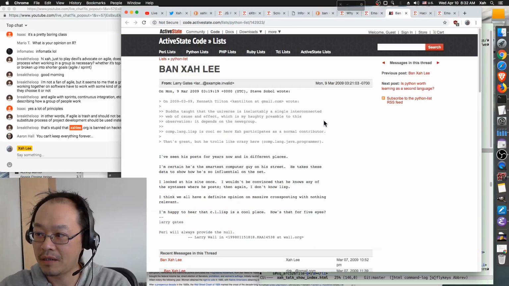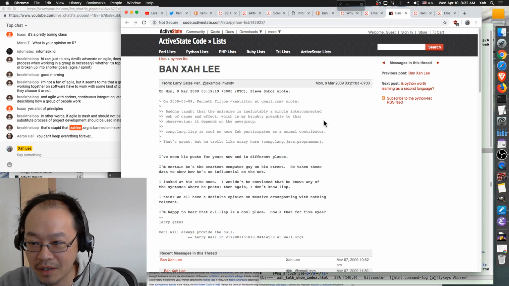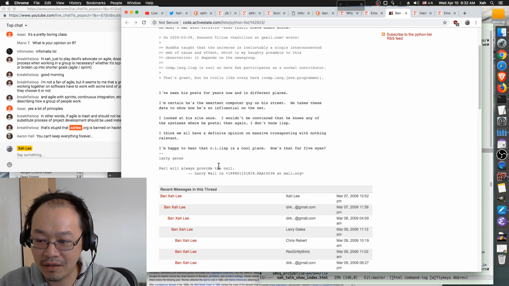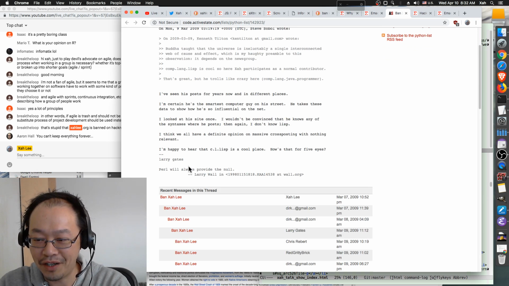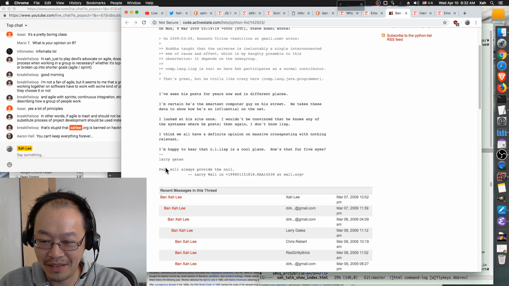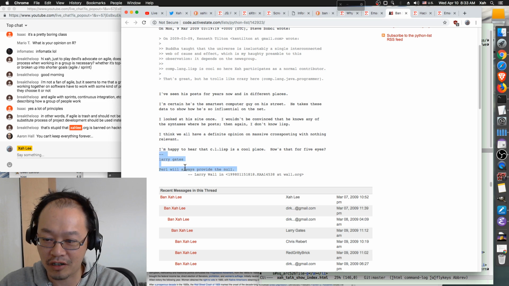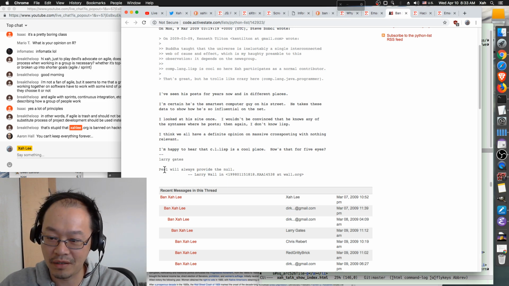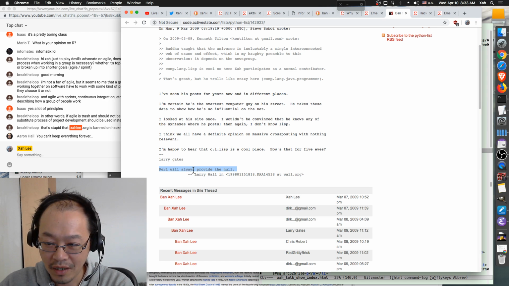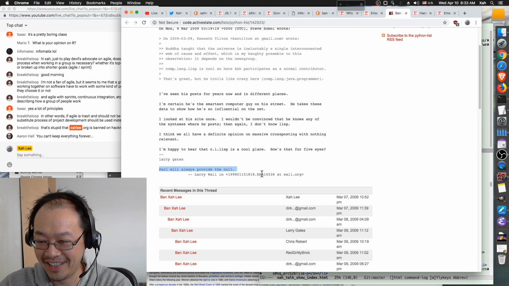That's a Hacker News ban. This one, what is this one? Kenneth Tilton. Look at this. Remember, back then, even in the 2000s, almost every post had a quote. This part is called a signature, where it contains your name, maybe contact information, and some smartass quotes. And you can see Poe was very popular back then. So this guy says Poe will always provide the null.